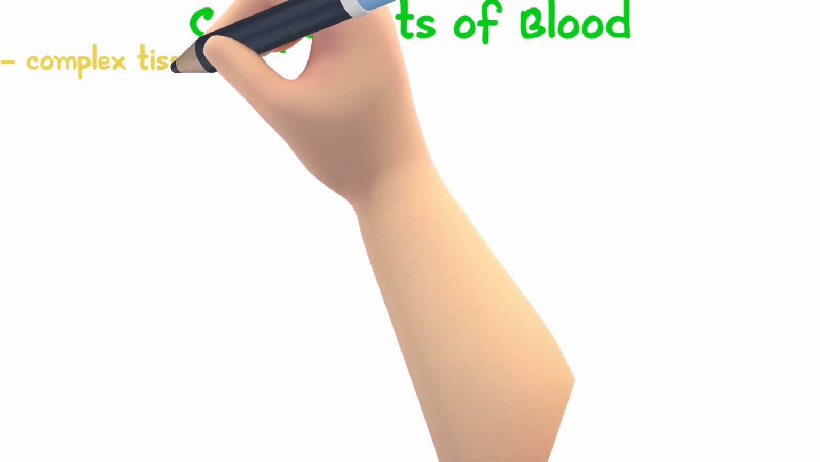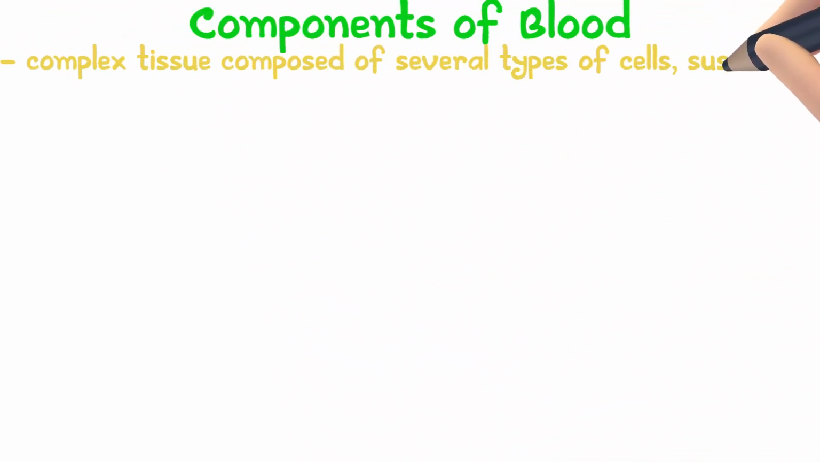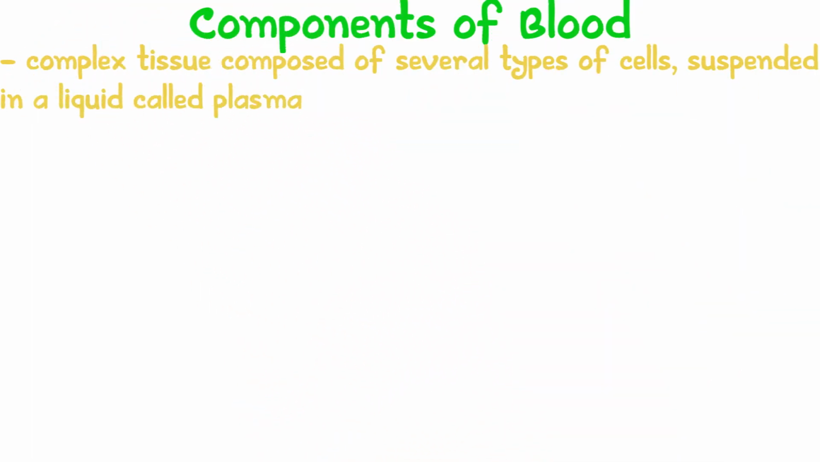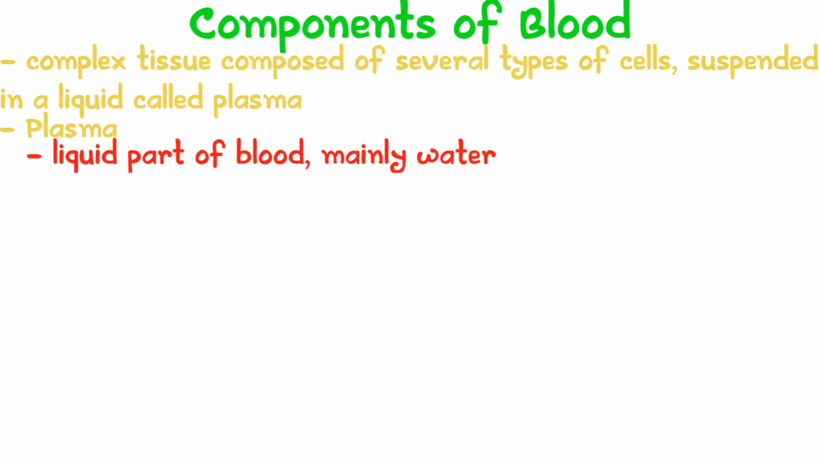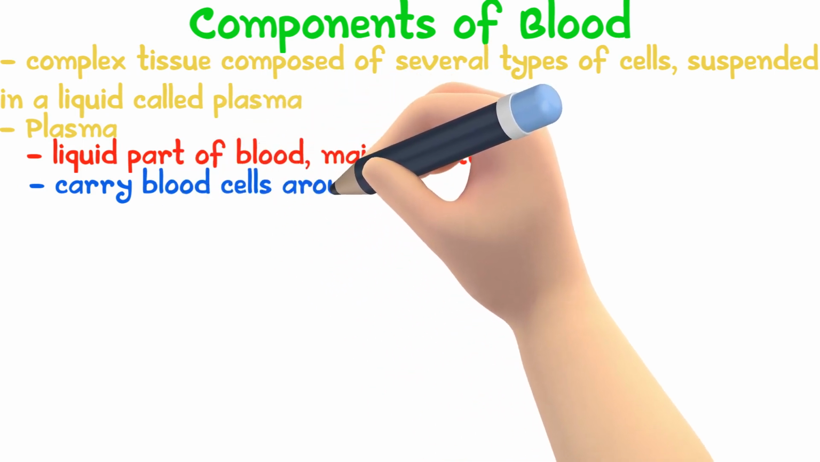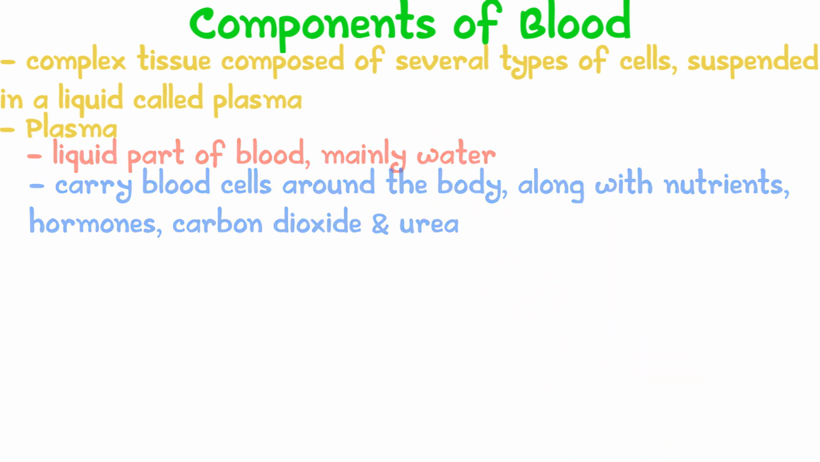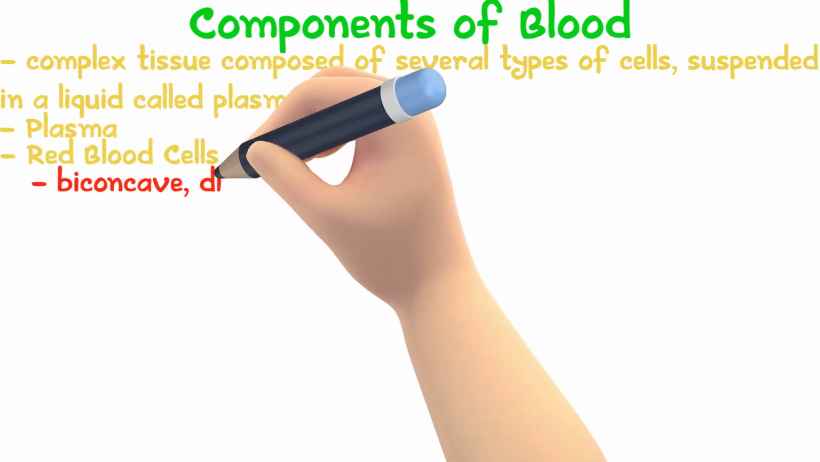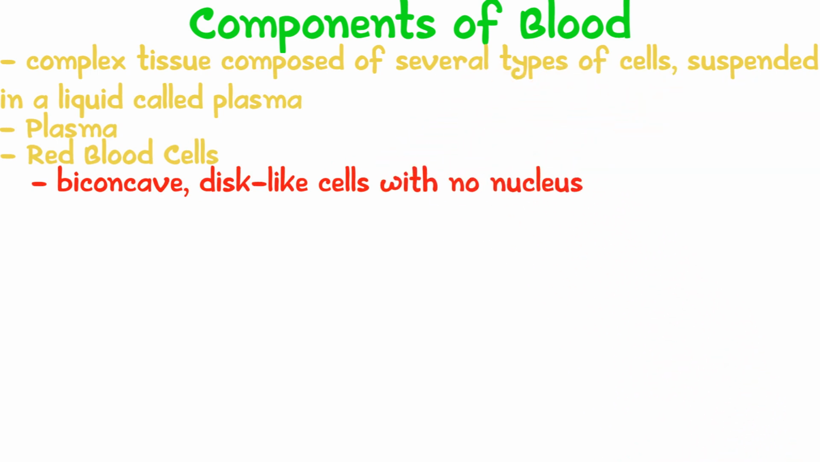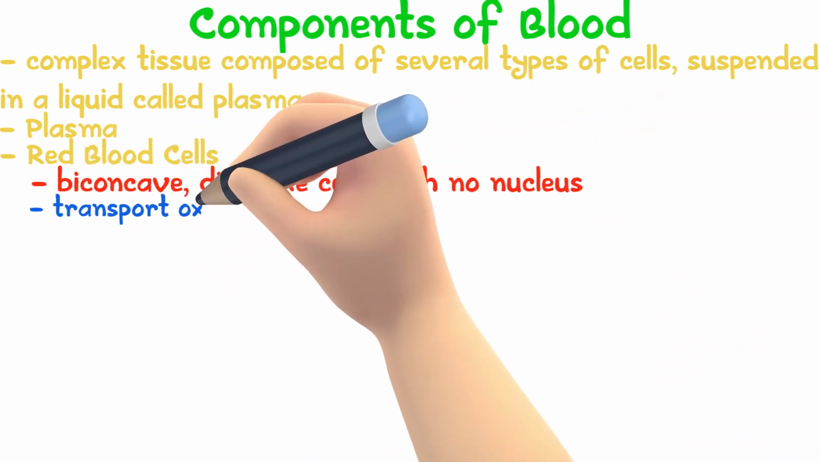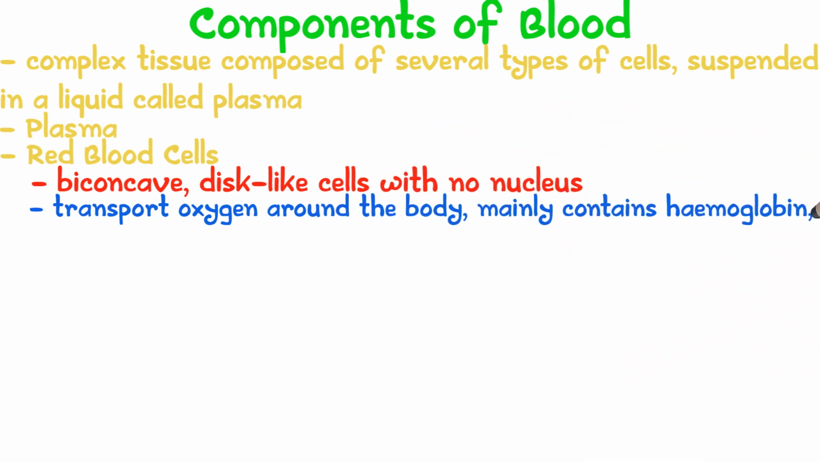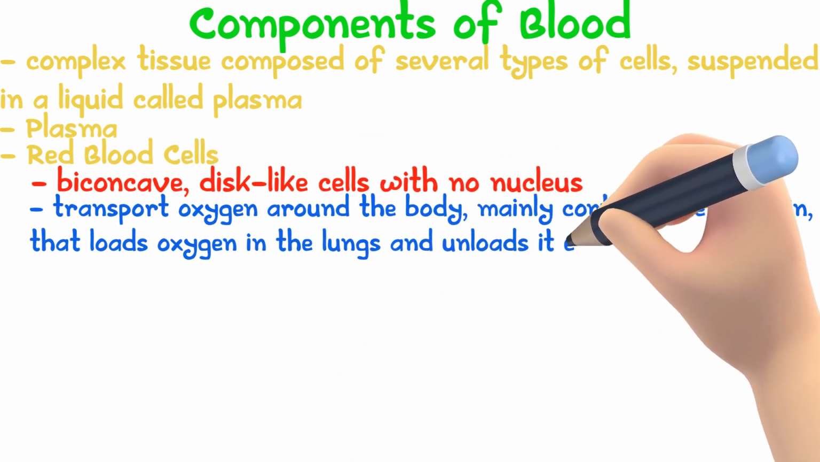Blood is a complex tissue composed of several types of cells, suspended in a liquid called plasma. Firstly, we'll take a look at a summary of the components of blood, the description and the function of each component. Plasma, the liquid part of blood, is mainly water. The function of the plasma is to carry the blood cells around the body, along with dissolved nutrients, hormones, carbon dioxide, and urea. Red blood cells are biconcave, disc-like cells with no nucleus. The function of these red blood cells is to transport oxygen, which is why they mainly contain hemoglobin, which loads oxygen in the lungs and unloads it elsewhere.